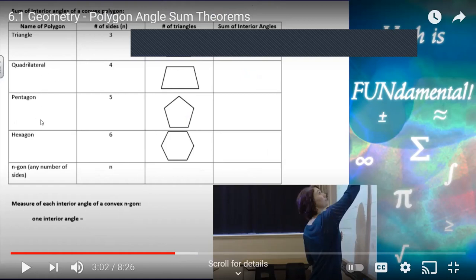Yeah, so how many are here? There are three. 1, 2, 3, 4. Right? Triangle, quadrilateral, pentagon, and hexagon. Right? A triangle has 3 sides, a quadrilateral has 4 sides, a pentagon has 5, and a hexagon has 6. And an n-gon has n sides. Right? Okay.